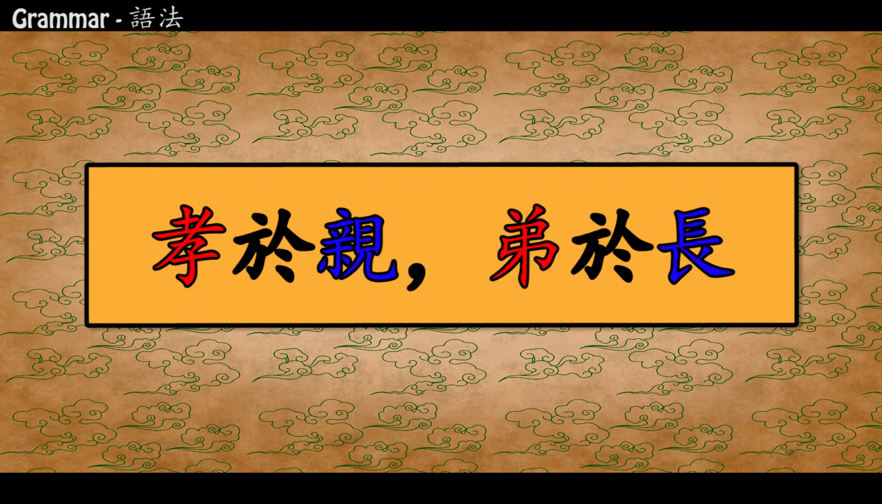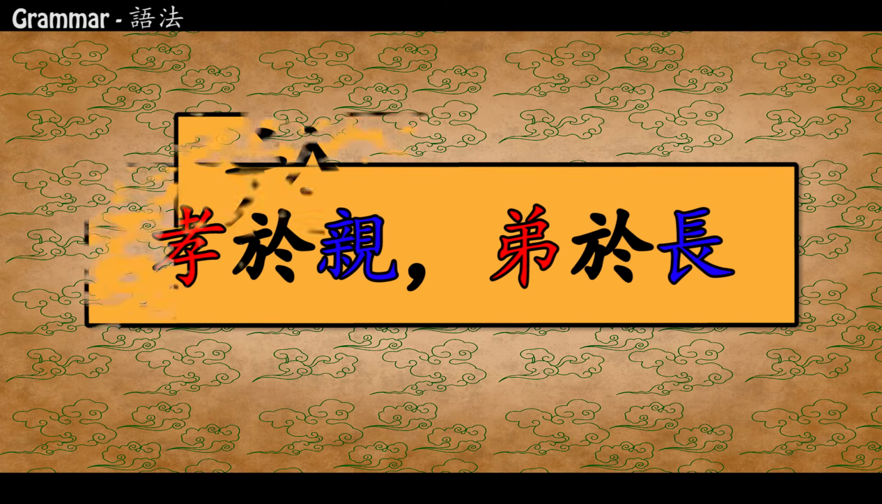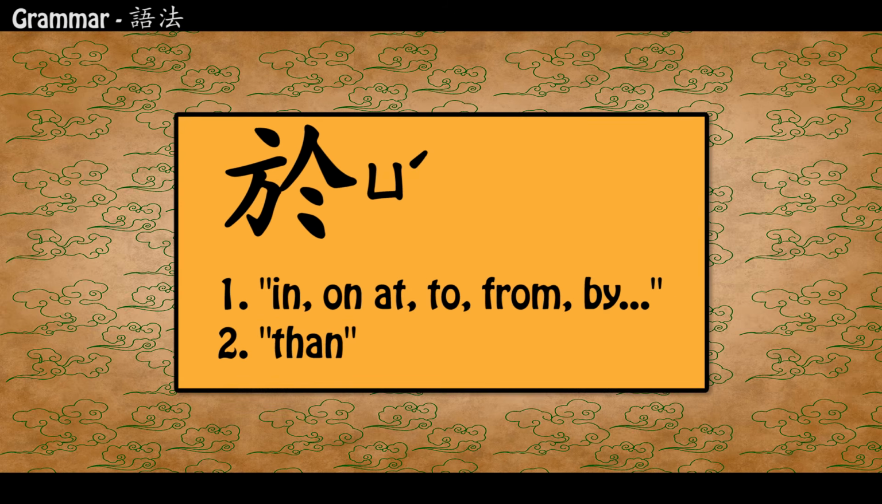In the text, we see 语 brooked twice. 孝与亲, ti 与长. Show filial piety toward one's parents and brotherly love to your elders. In a way, we can think of 语 as the classical Chinese Swiss army knife of prepositions. We also brook 语 to set two things against each other, showing that something is bigger, smaller, taller, shorter, better, or worse than something else.